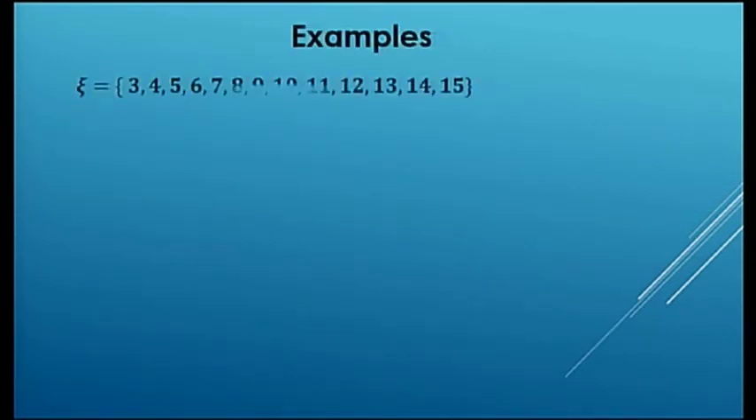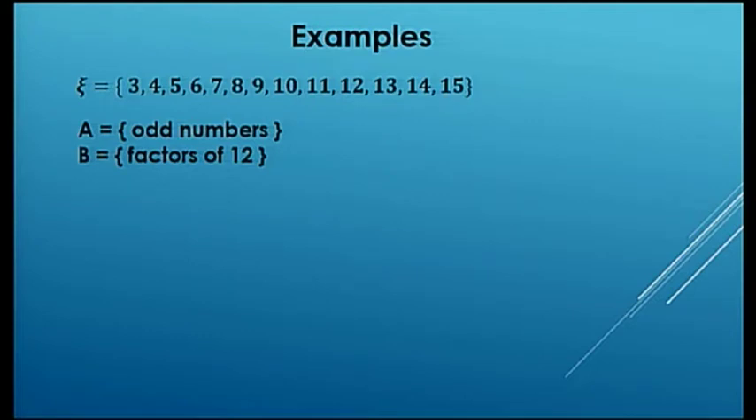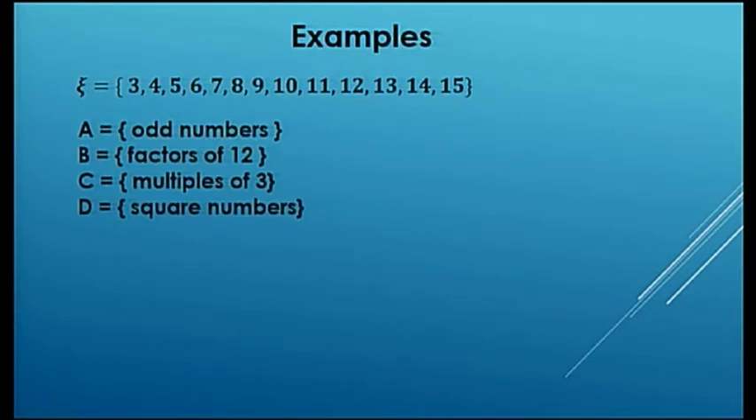Let's take another example. If the universal set consists of numbers from 3 to 15, set A is the set of all odd numbers, set B factors of 12, set C multiples of 3, and set D square numbers. What are you going to write for the set A if I ask you to list the elements of the set A? Yes, the set A will consist of the following elements: 3, 5, 7, 9, 11, 13 and 15. We cannot go beyond the universal set.